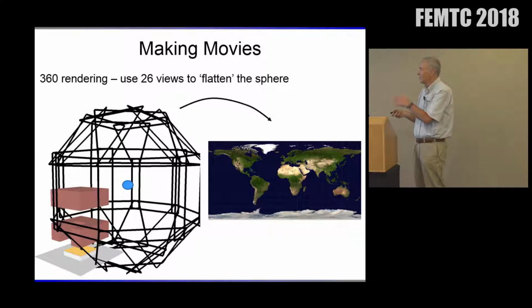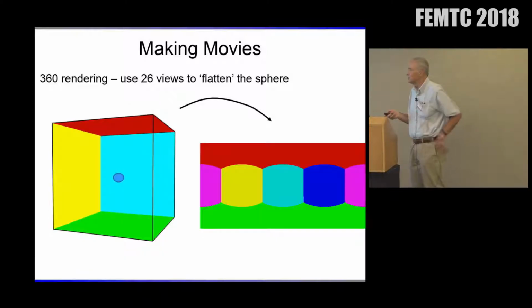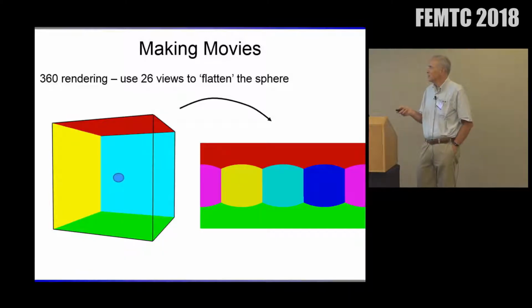Here I'm just showing the same thing with all 26 views, and then a picture of the Earth. And here's a test case where the blue dot is in the exact center of the scene, and I've colored the 6 sides of the box with 6 different colors, and this just shows how the colors get mapped.